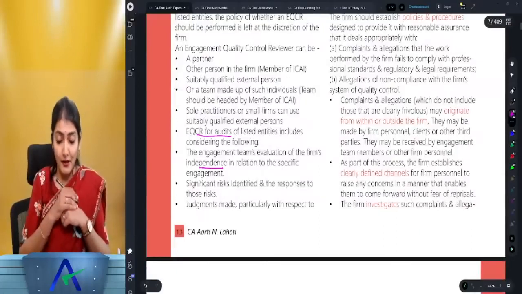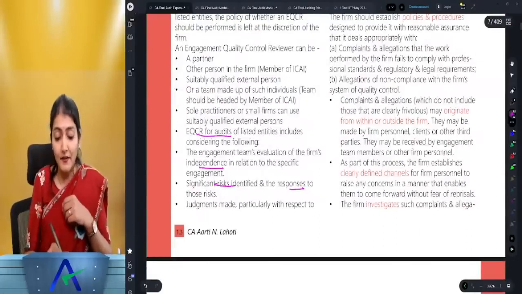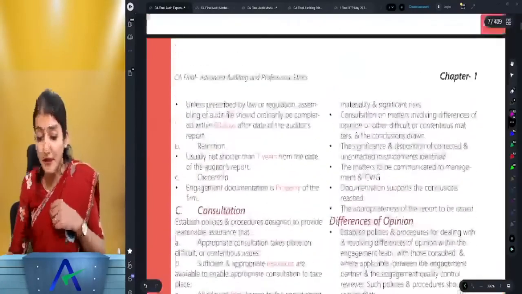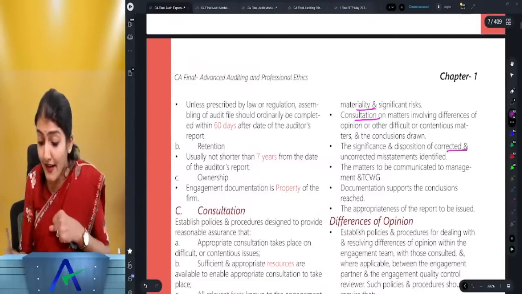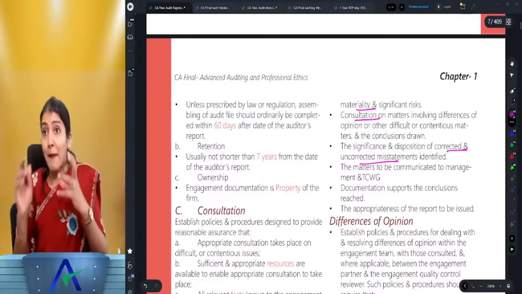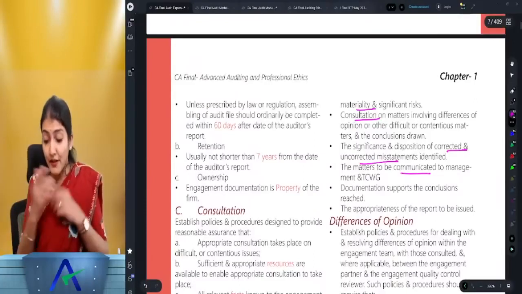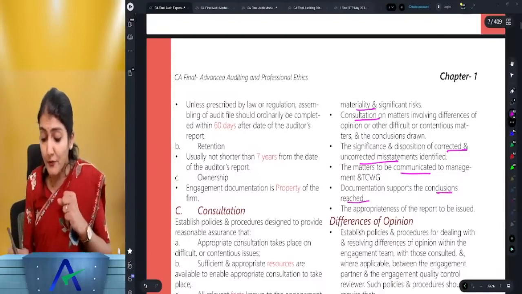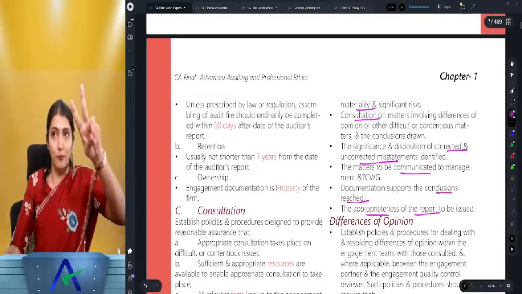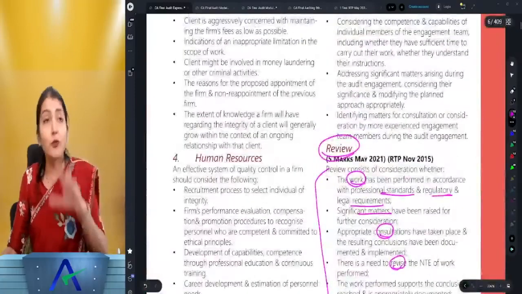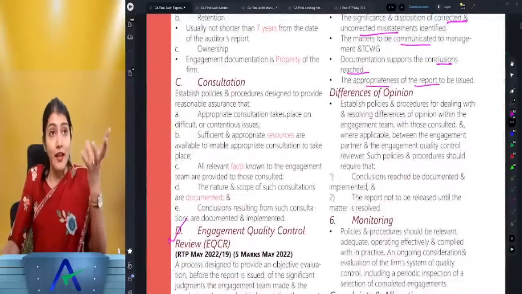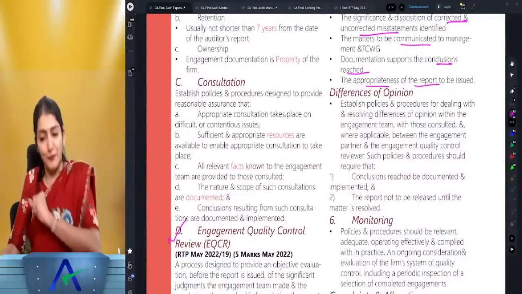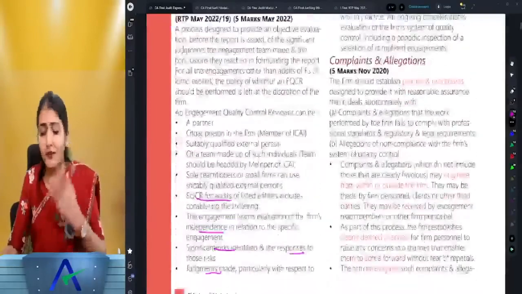The independence evaluation, risk identified and the responses, then the judgments made particularly with relation to materiality, then the consultation taken, then the corrected and uncorrected misstatements, matters communicated to TCWG, then documentation supports the conclusion reached and the appropriateness of the report. So, what I want to tell you over here, there are two types of review. One is the senior review, the engagement partner review, and second one is the EQCR review, the engagement quality control review. Right, so, what are the points to be covered in this review?